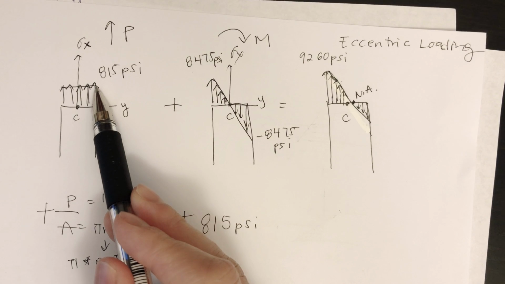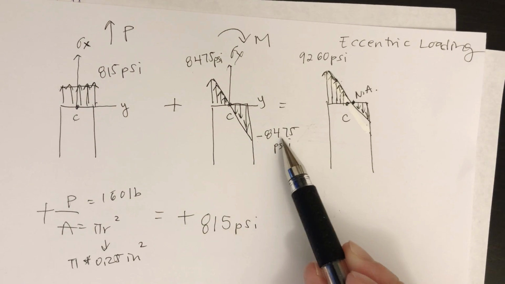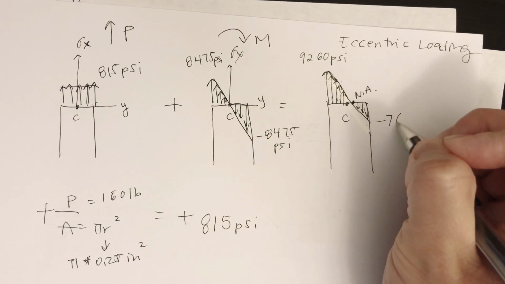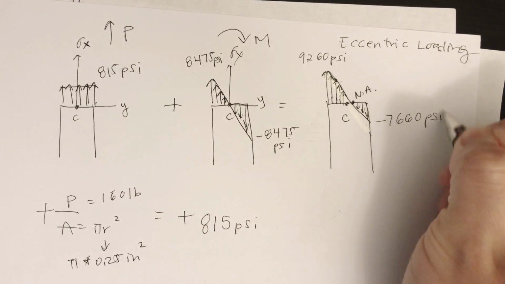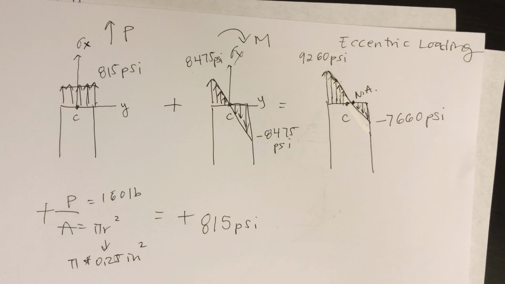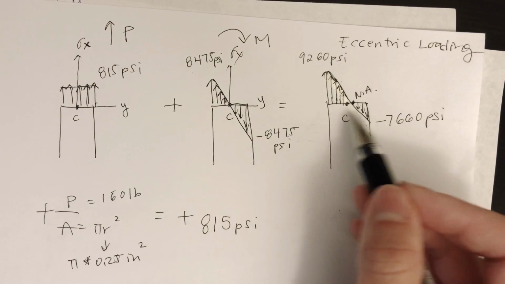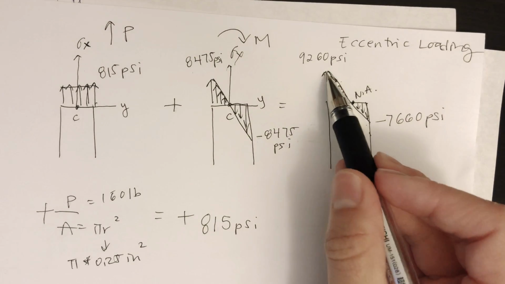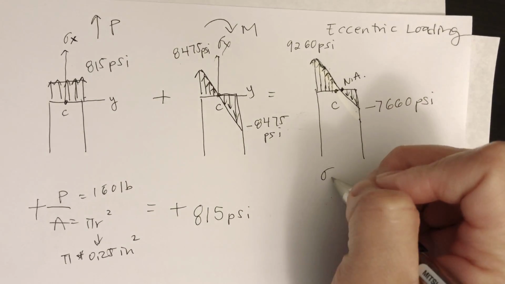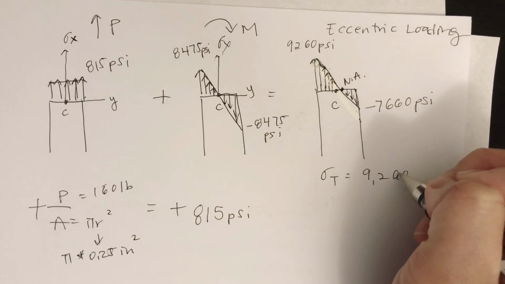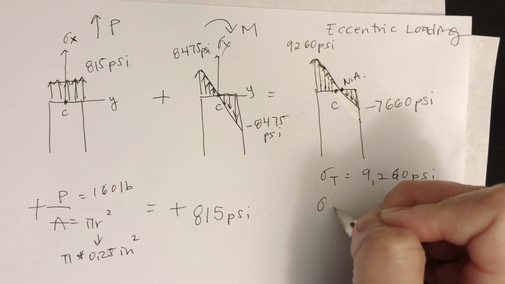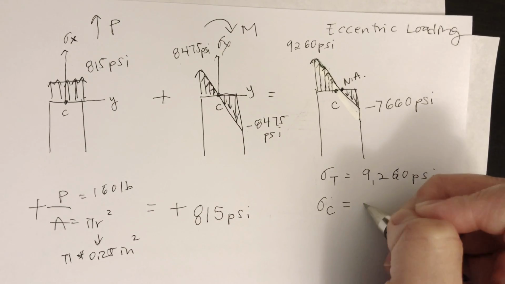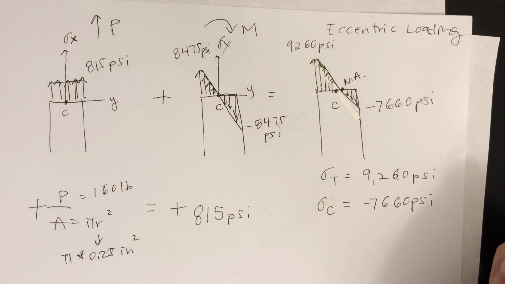How about on the rightmost? It's going to be 815 minus 8,475. So that's going to be negative 7,660 psi. Okay, so now you have your answer. So at this section, the straight portion of the section of the link, the maximum tension, the tensile stress, is 9,260 psi. Maximum compressive stress is 7,660 psi. Okay, so that's slide 16.